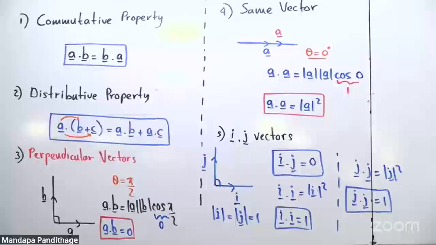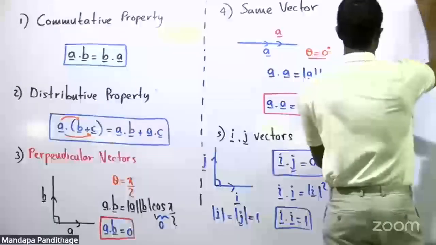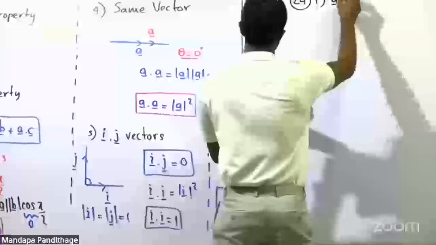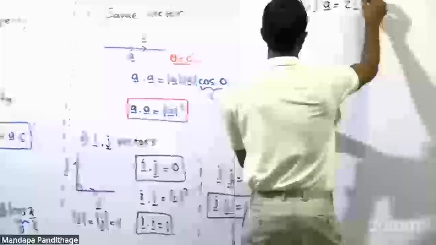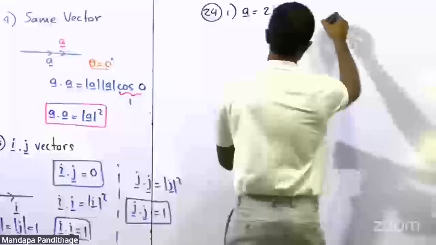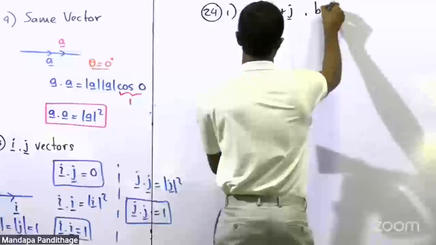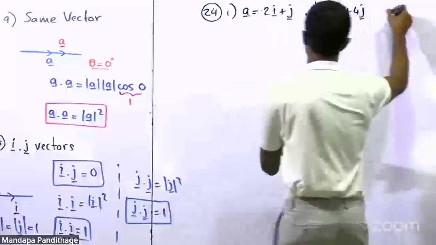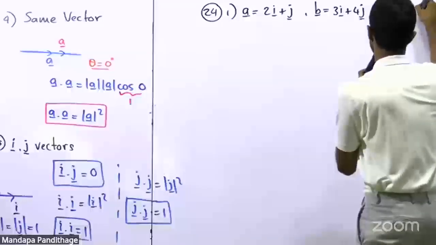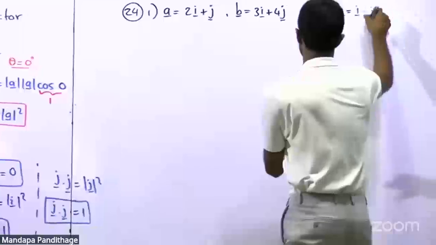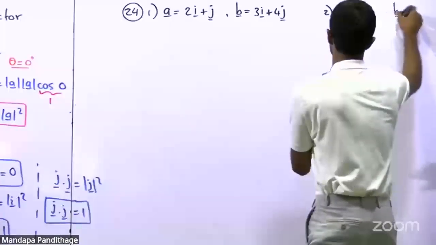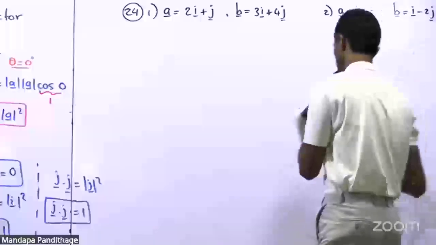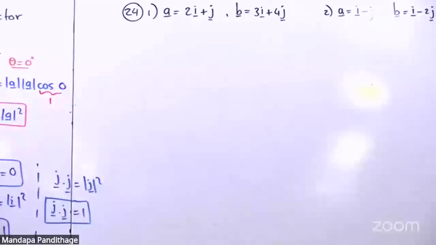Okay, now look at question number 24, sub question 1. A is equal to 2i plus j and B is equal to 3i plus 4j. Second one, A equals i minus j, B equals i minus 2j. Okay, find A dot B for the following vectors.